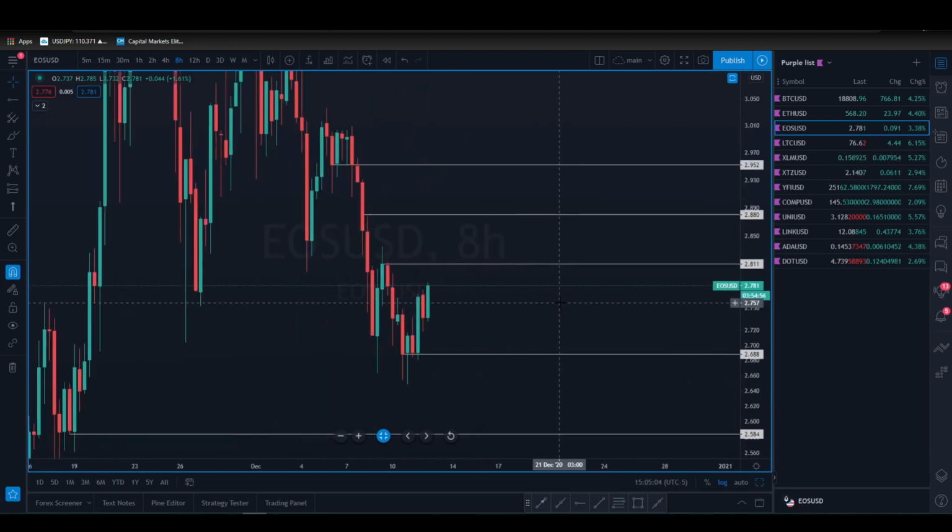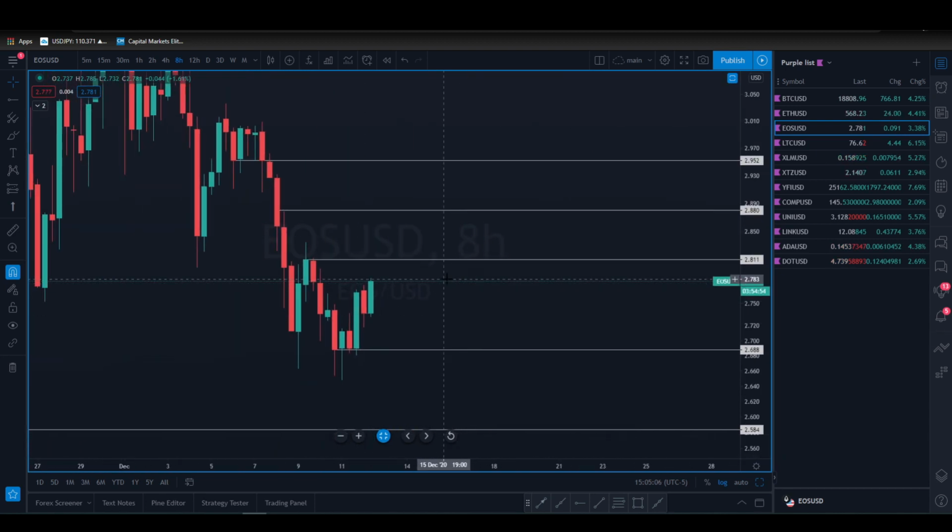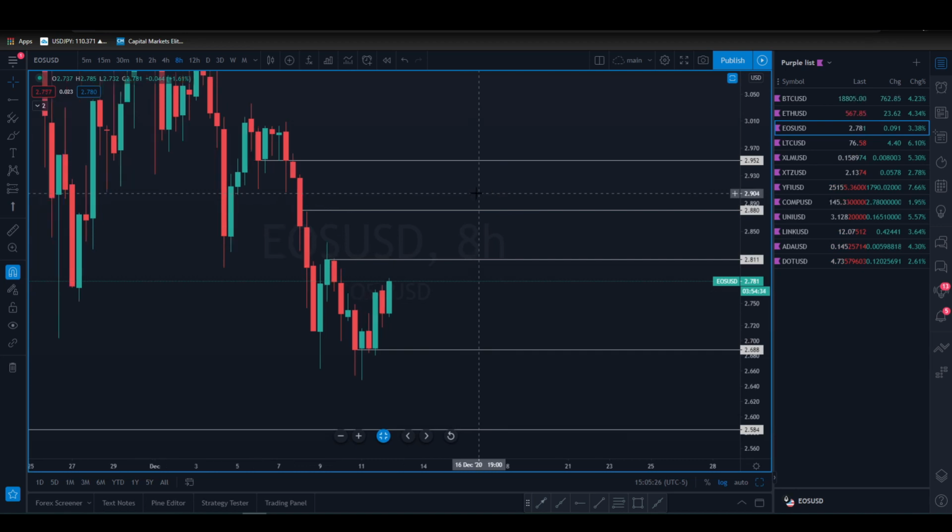So on the bullish side, you want to see a closure above 2.811, and on the bearish side, you want to see a close below 2.688. If you're bearish on this, that's what you want. If you're bullish on this, you want to close above 2.811. And then your next area to look for on the bullish case would be 2.80.